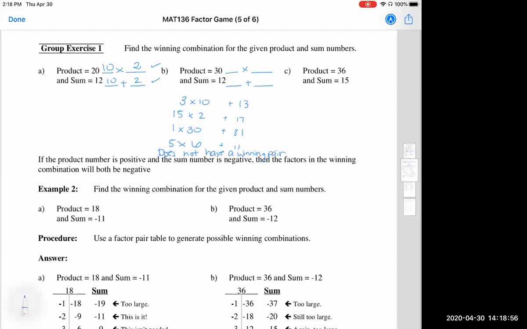Lastly, 36. I can get 36 from 1 times 36, 2 times 18, 3 times 12, 4 times 9, and 6 times 6. So which one of these add up to give me 15? 3 and 12 does, right? So 3 plus 12 is our winning combination.